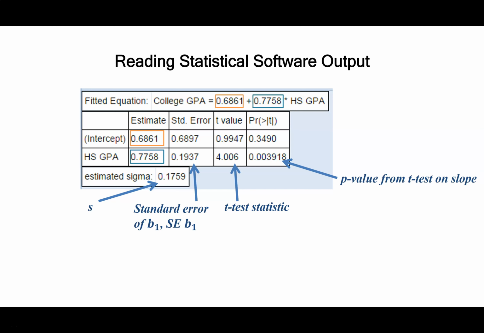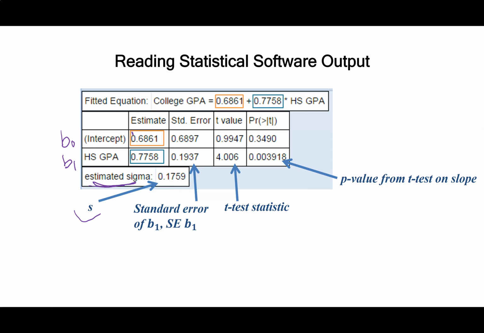So reading, this is software output for the GPA example. If you look, they grabbed the row that says estimate, which is your B's. So this is B0, B1. They just plug it in right here. And then further, they have an estimate for S. So estimated sigma, that's S.